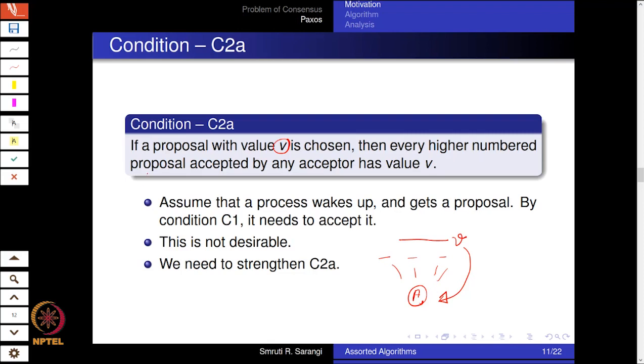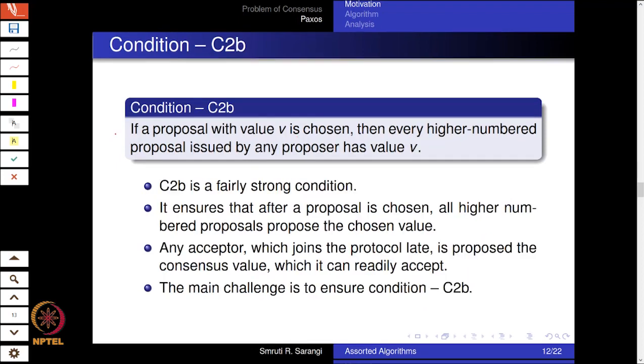So here the explanation is that assume that a process wakes up and gets a proposal. By condition C1, it needs to accept it. This is clearly not desirable. Hence, to ensure condition C2a, we have to strengthen C2a such that it will simply not accept any proposal that doesn't have value v. So the way that we want to ensure condition C2a is by proposing a condition C2b, which will essentially ensure condition C2a.